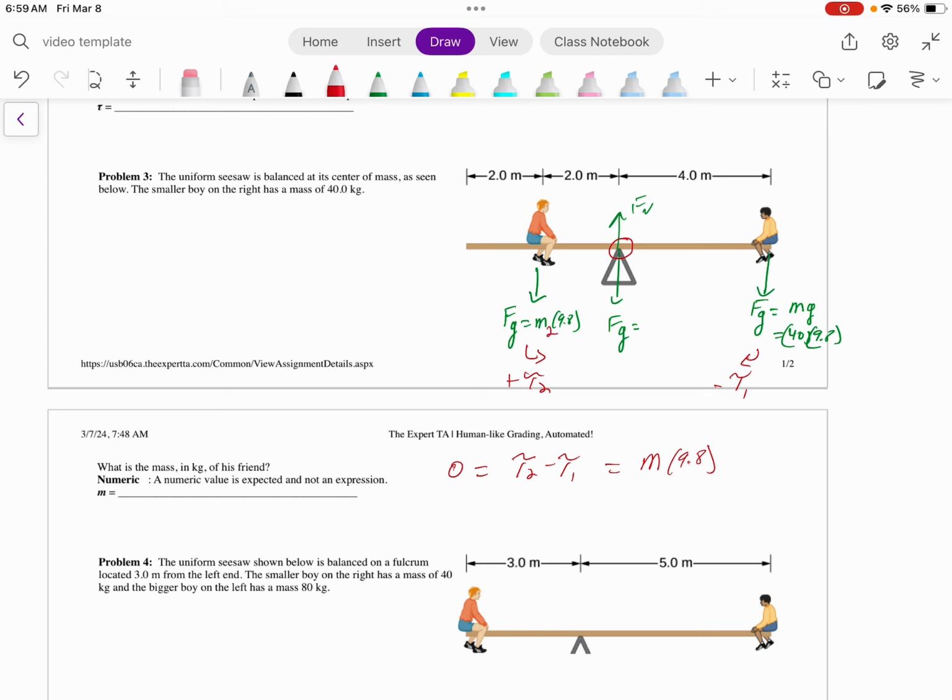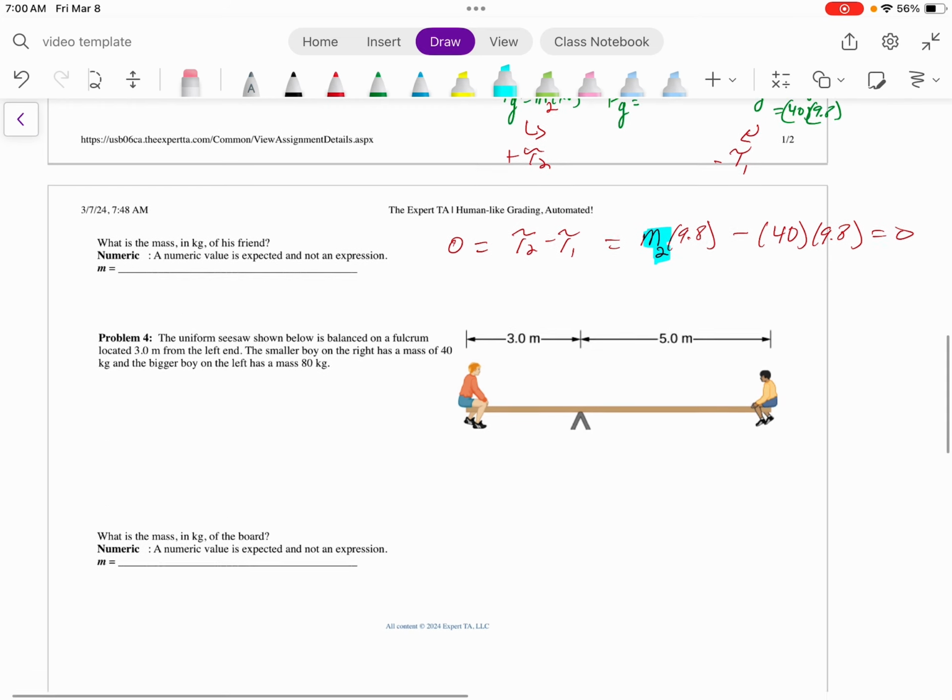I'll call that mass 2, times sine of 90, that's at 90 degrees, sine of 90 is 1, minus the torque caused by the smaller boy, which is his mass, 40 kilograms in my case, again times sine 90. I now know that that equals 0. There's only one unknown, which is mass 2, and I can solve for mass 2.